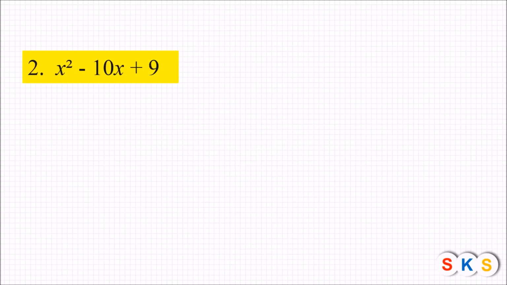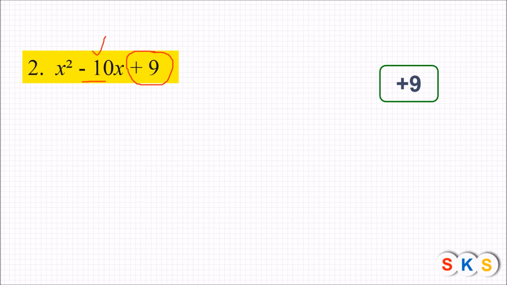Here we have question number 2, x square minus 10x plus 9. Look at the third term over here, it's plus 9, right? Now we will find two numbers such that when you multiply those two numbers, you should get plus 9, and when you add those two numbers, you should get minus 10.